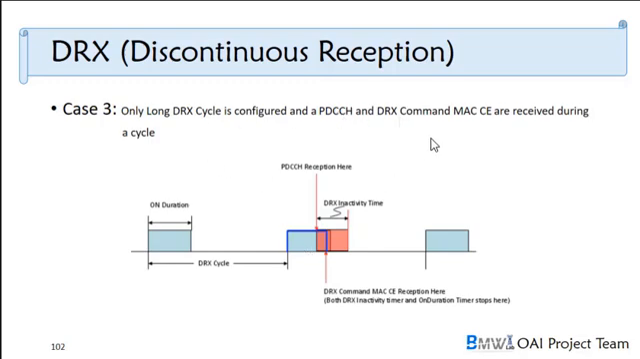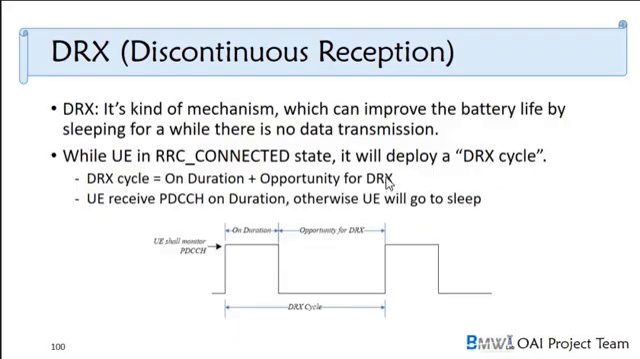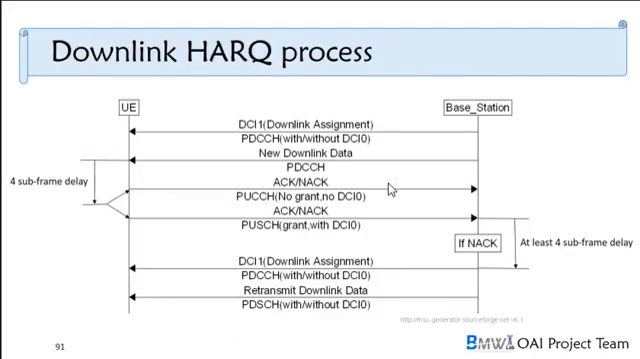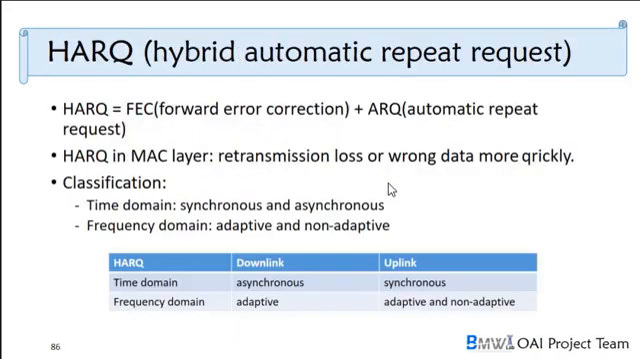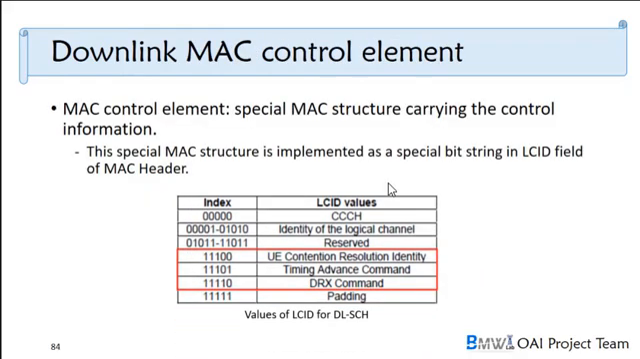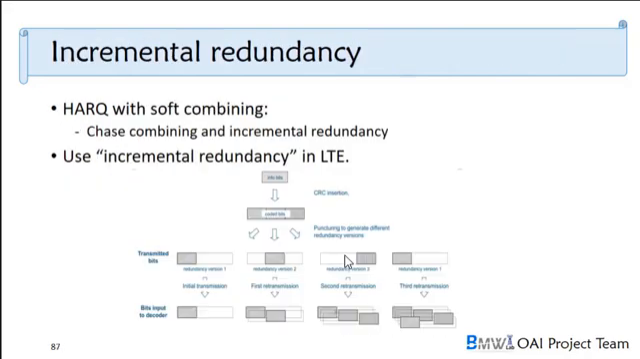But if we transmit the PDSCH and a DRX command MAC control element, it will shorten its transmission. That is, as I mentioned in the previous slide, this DRX command is the control element of MAC in case 3.